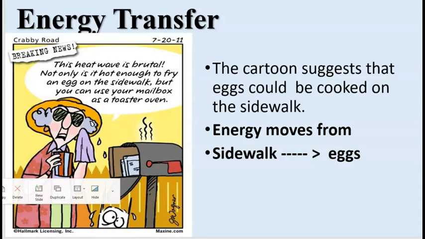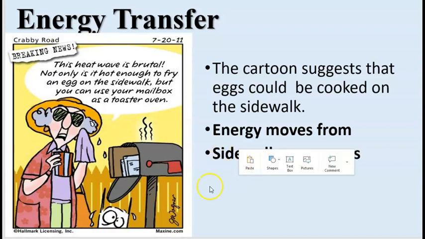All right, so in this cartoon, what is going on here? We've got this lady, and it says, "Breaking news, this heat wave is brutal. Not only is it hot enough to fry an egg on the sidewalk, but you can use your mailbox as a toaster oven." So what is going on here? The cartoon suggests that eggs could be cooked on the sidewalk. Energy moves from the sidewalk to the eggs. So that is an energy transfer.